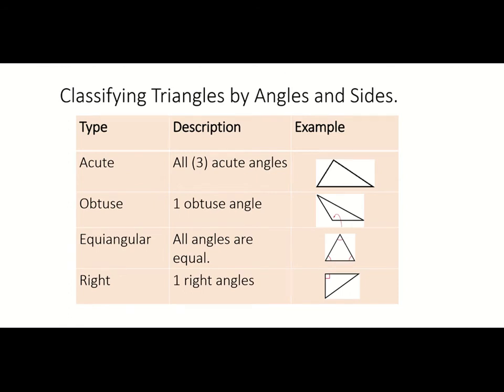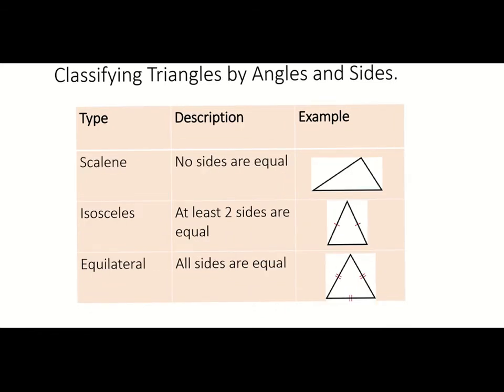All right, there are two ways to classify triangles. You can classify them by angles and then by sides. This chart here shows how you can classify them by angles. We have 4 types of triangles. We have an acute triangle, which means that all 3 angles are acute angles, or if you recall, less than 90 degrees. You can have an obtuse triangle, which means one angle is obtuse, the other 2 have to be acute, otherwise it couldn't form a triangle. Equiangular means that all 3 angles are the same. And then a right triangle would be one with one right angle.